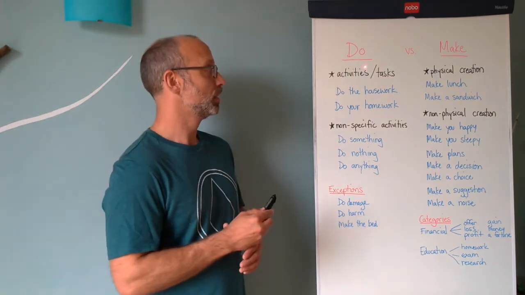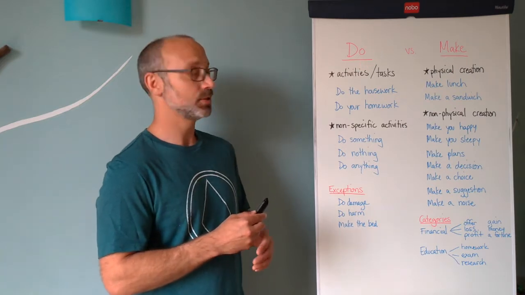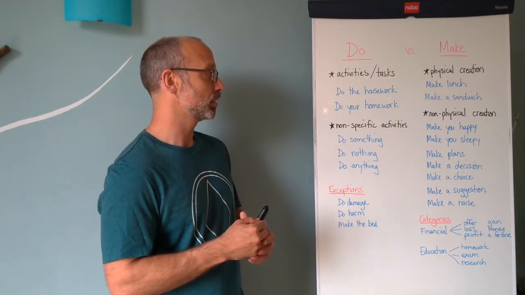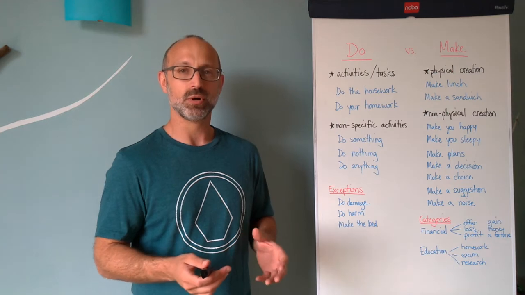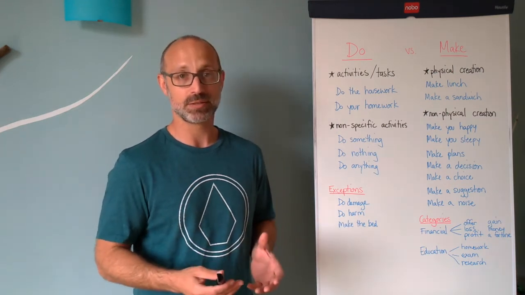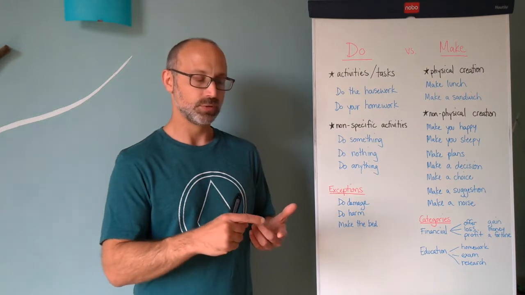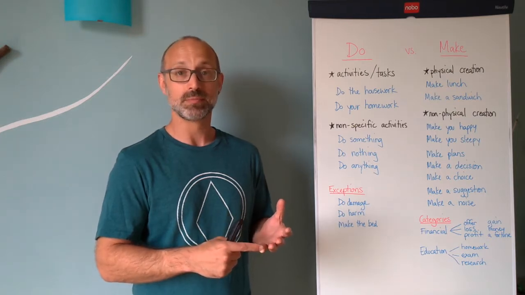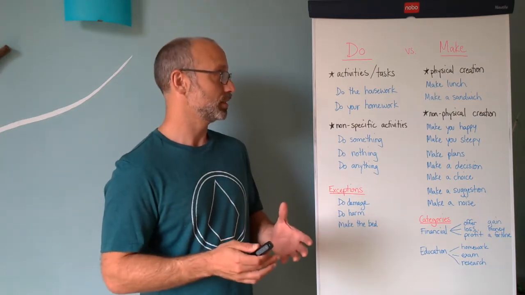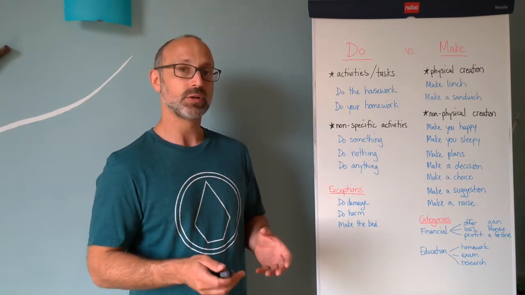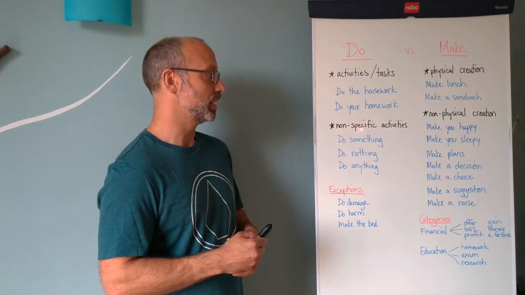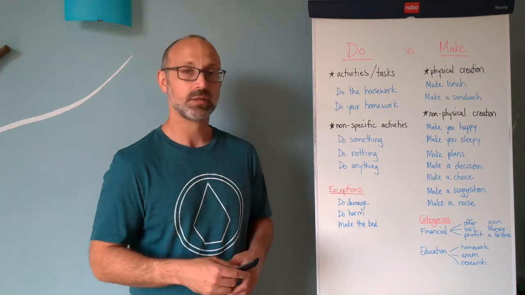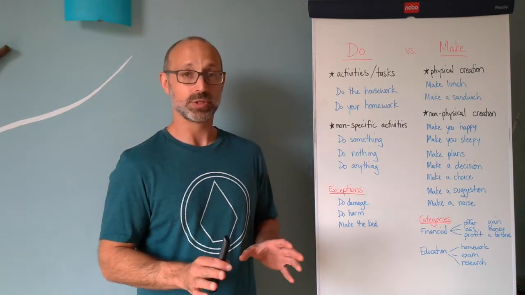With do, it's relatively simple, and it's a word that we use with activities and tasks. For example, to do the housework, to do your homework, almost anything that you do at home as in responsibilities or tasks can be used with do. For example, you can do the dishes, you can do the laundry, you can do the ironing, or you can do the cleaning. We can also use them with non-specific activities, for example, to do something, to do nothing, or to do anything. So these are the two important categories where we use do.